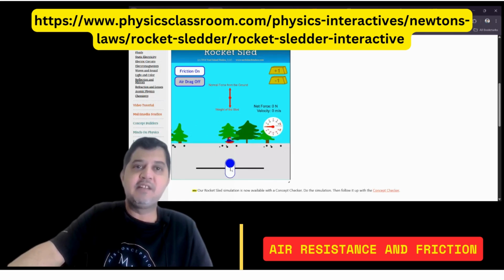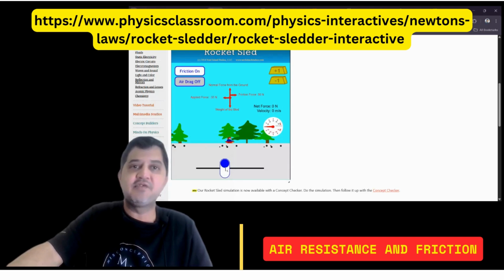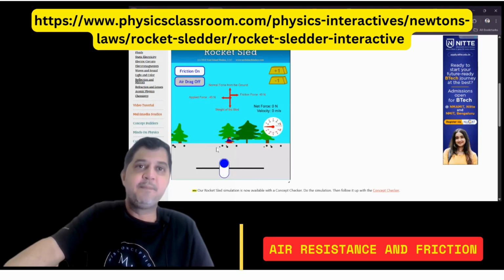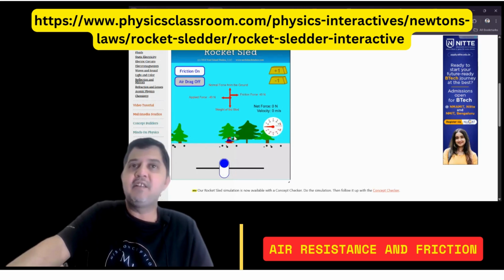Now let me increase the force once again. Friction is like this. Since the friction was like this, if I apply a force in this direction, you can ask the question: do you think the object will slide? The object will not slide. The reason is that friction acts in a direction to oppose the relative motion. So the net force is 0.